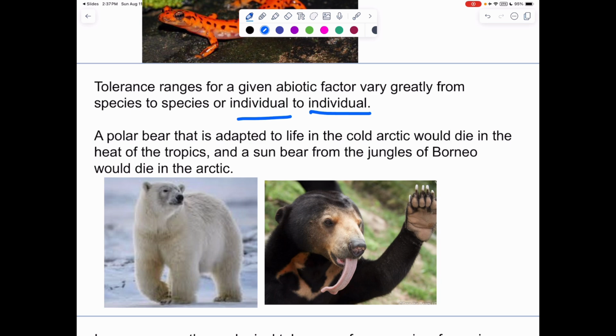So, here we go. Polar bears. They're adapted to live in the cold Arctic. They would die in the heat of the tropics and have to adapt or migrate. Our sun bear lives in the jungles of Borneo, and he would not be successful in the Arctic.